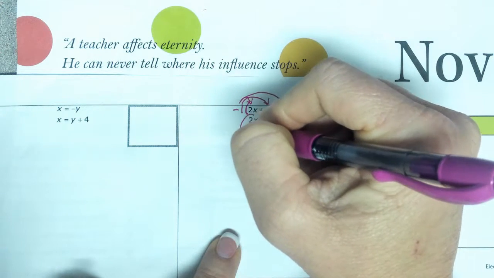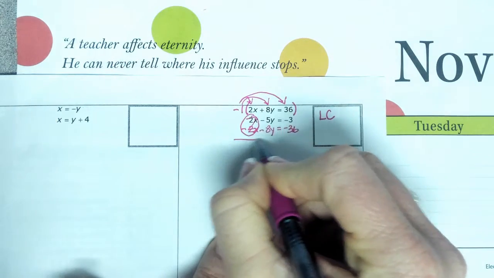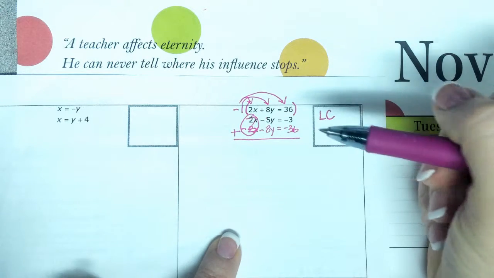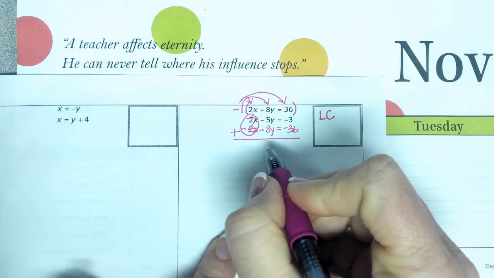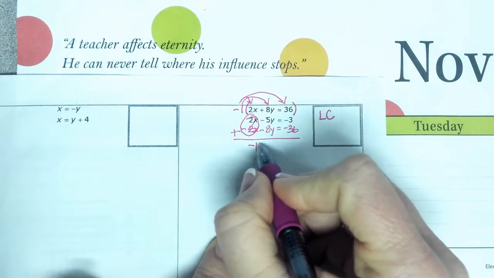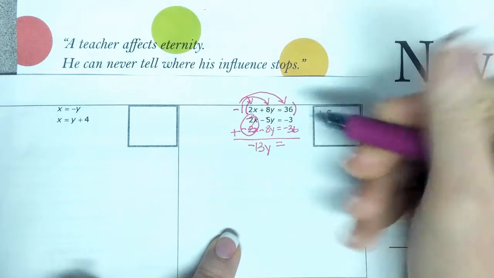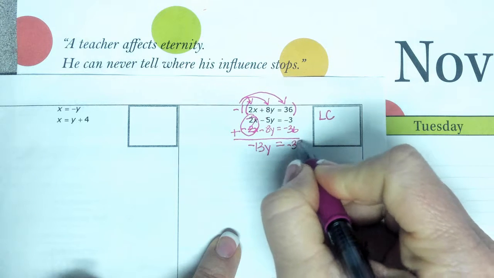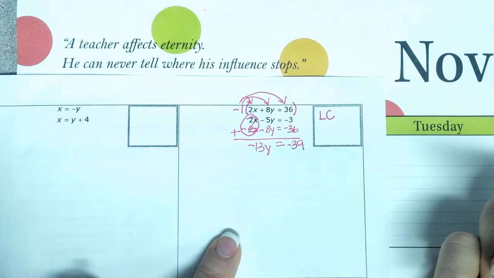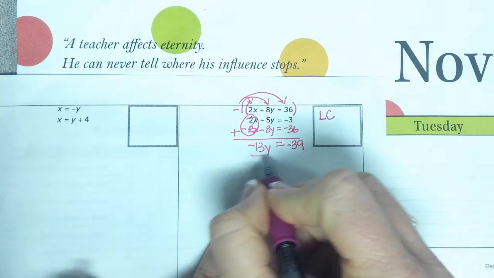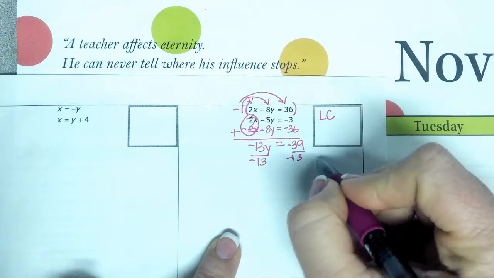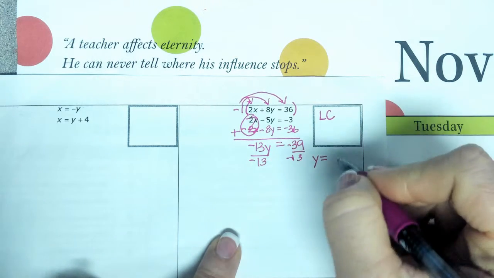So now we have our zero pair here, and we can combine everything else. -5y plus -8y gives me what? -13y. And that equals, what's -3 plus -36? -39. Okay, so now to solve, we do what? Divide by -13. Right, we're going to divide everything by -13. So we get that y equals 3.